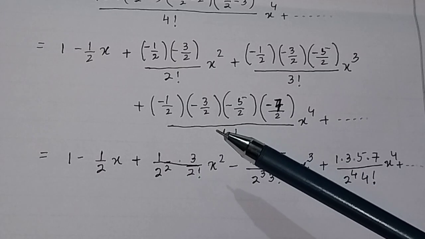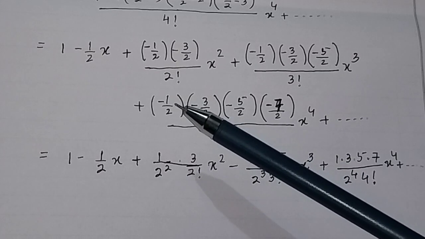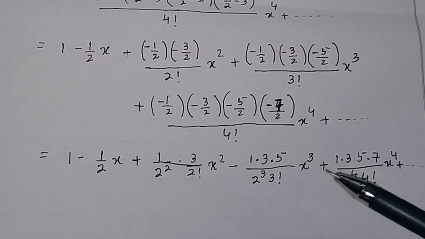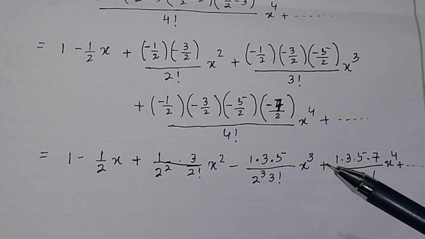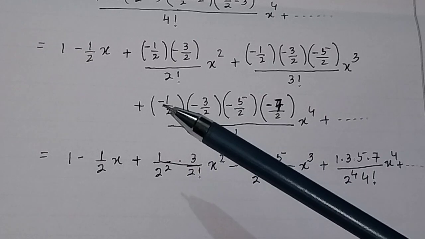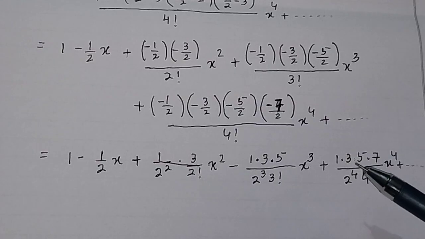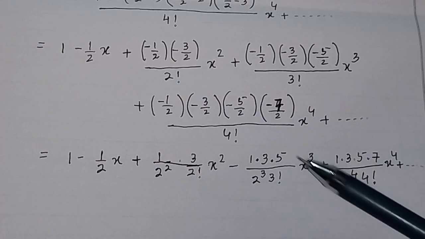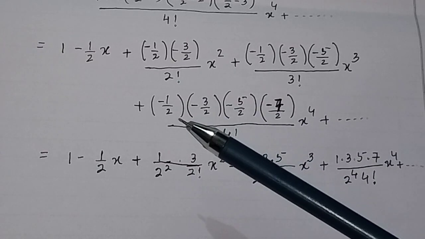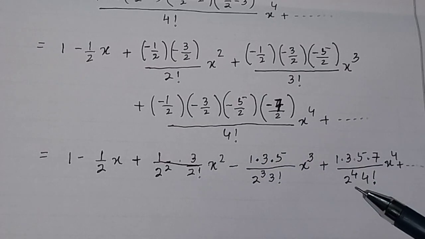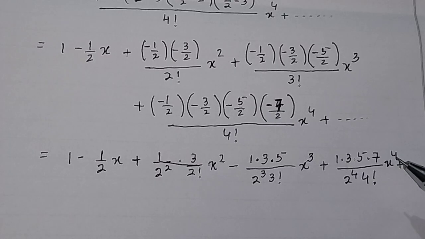Then what will be the next term, or the fifth term? It will be equal to minus minus minus minus. There are 4 minus signs, so it will be equal to plus. In the numerator you have 1 into 3 into 5 into 7, and in the denominator you have 2 to the power 4, 1 2 3 4. So 2 to the power 4 into factorial 4 into x to the power 4.